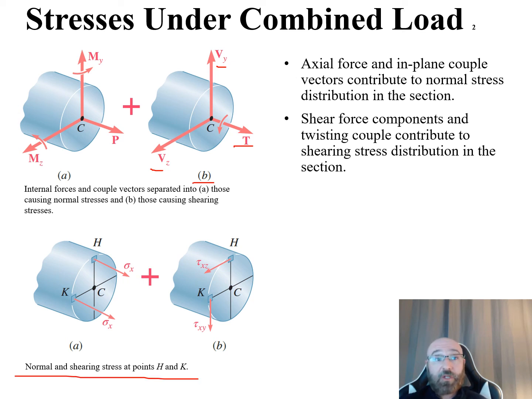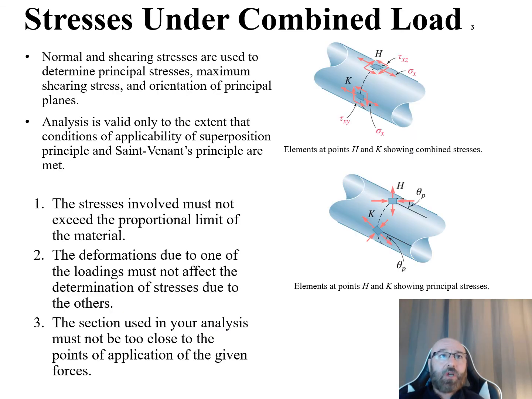So with that, we can come down here to our bottom diagram. We can see our normal and shearing stresses at points H and K. So at point H right up here, we have our normal stress, sigma x, and we have our normal stress right here at K, sigma x as well. And this is plus our shearing stresses over here in part B of our diagram. We have our tau xz acting at point H, and we have our tau xy acting at our stress element here at K.